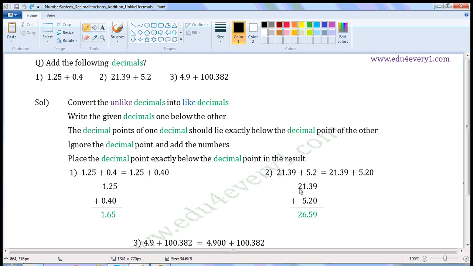Ignore the decimal point and add these numbers as we add whole numbers. 9 plus 0 is 9. Write 9 here. 3 plus 2 is 5. Write 5 here. 1 plus 5 is 6. Write 6 here. There is 2 here. No digit here to add. Write 2 here. Now put the decimal point exactly below the decimal point. That is, we have to put the decimal point between 6 and 5. So it becomes 26.59. 21.39 plus 5.2 is equal to 26.59.